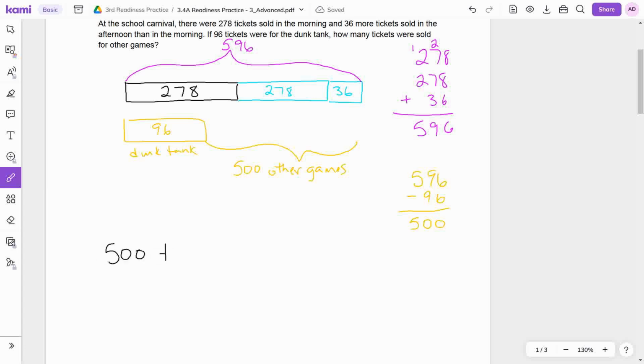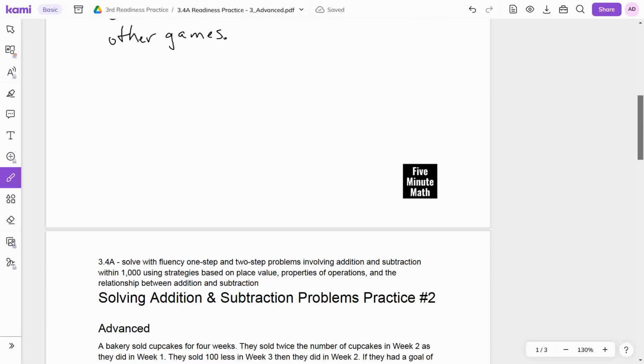500 tickets were sold for other games. So rather than just taking all of our numbers and adding, or all of our numbers and subtracting, strip diagrams help us organize our thoughts to know which operations we need.